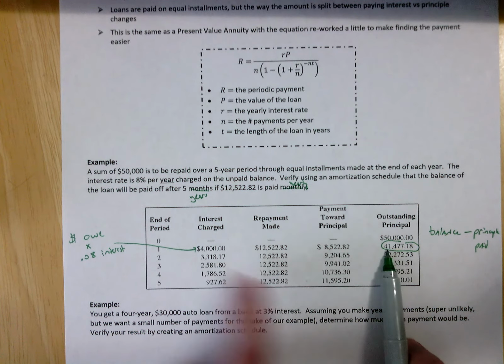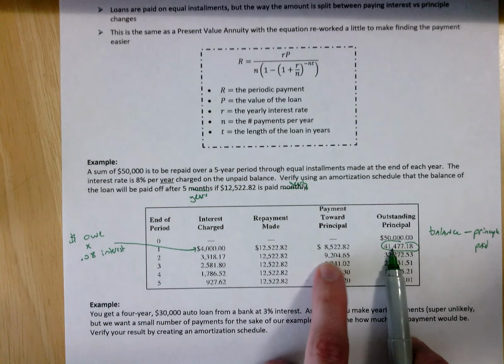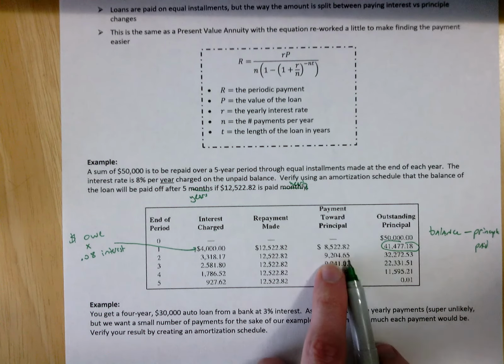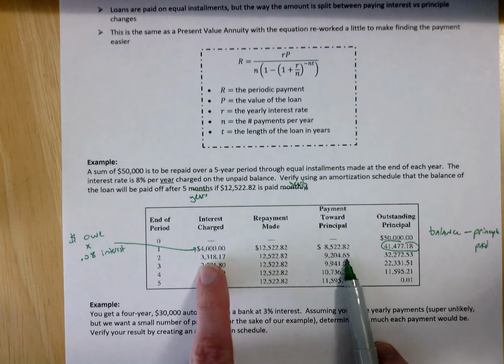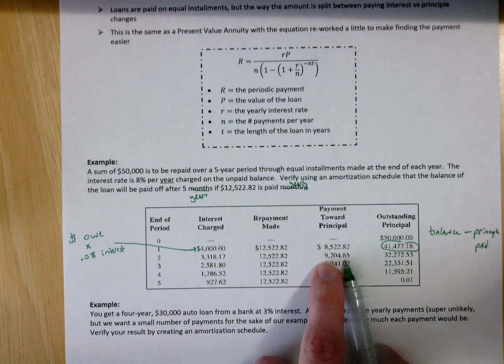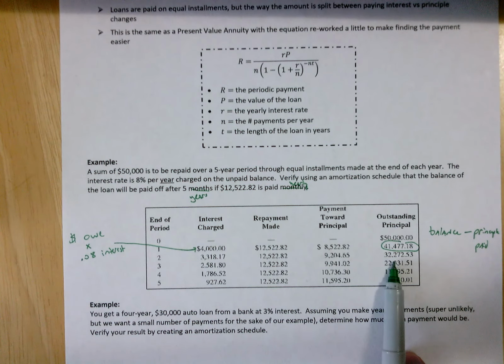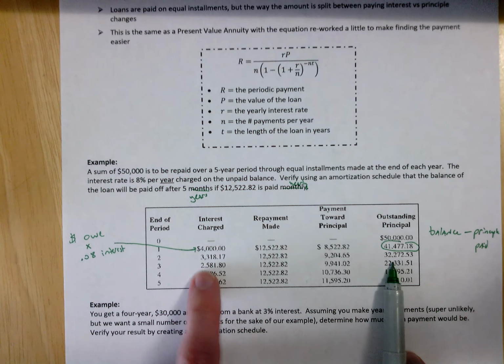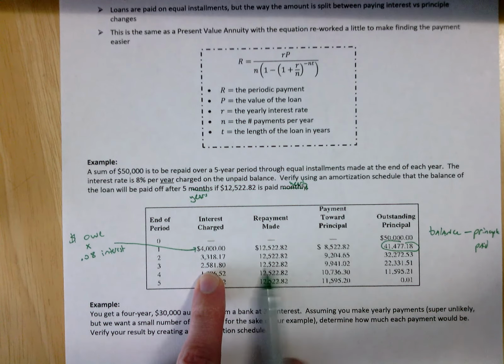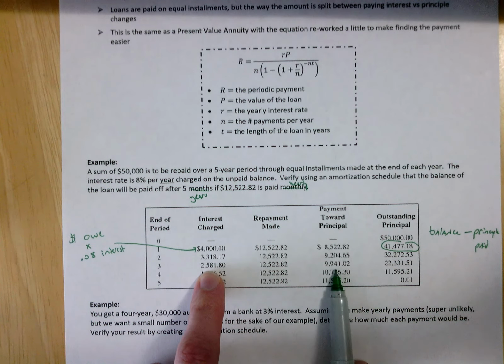I owed them $41,000 at the end of the last year, and now I'm paying them $9,000 off of that. Remember, even though I gave them $12,000, a lot of it goes towards interest. So this is what's coming off of my principal. Now I've got the $32,000 that I owe them. 8% of that is this $2,500. So even though I give them $12,000, $2,000 of it goes towards just interest, and it only knocks my balance down by another, basically $10,000.